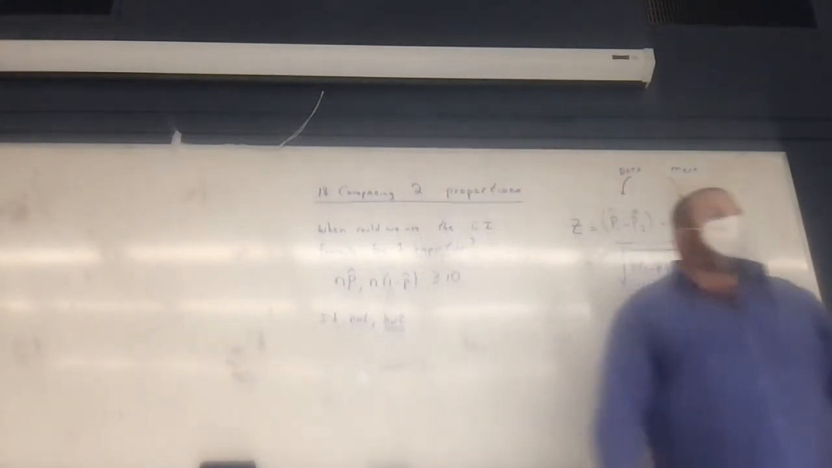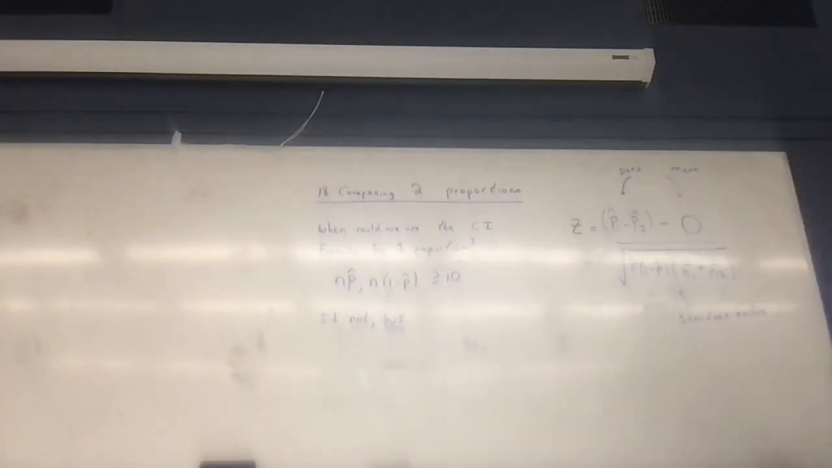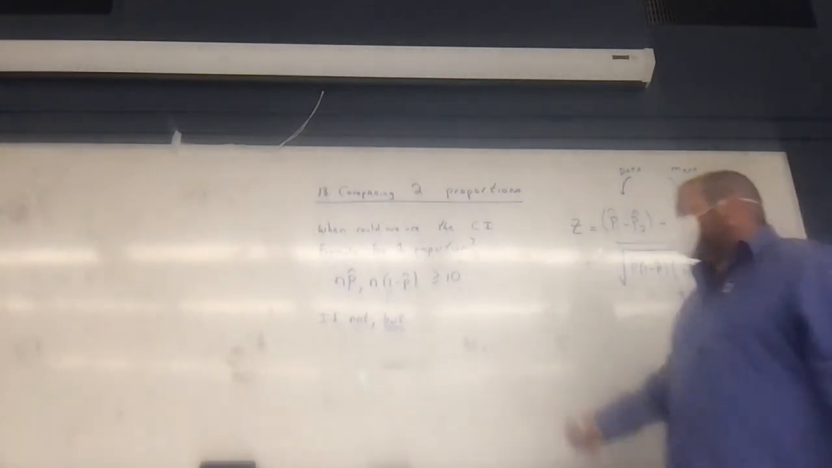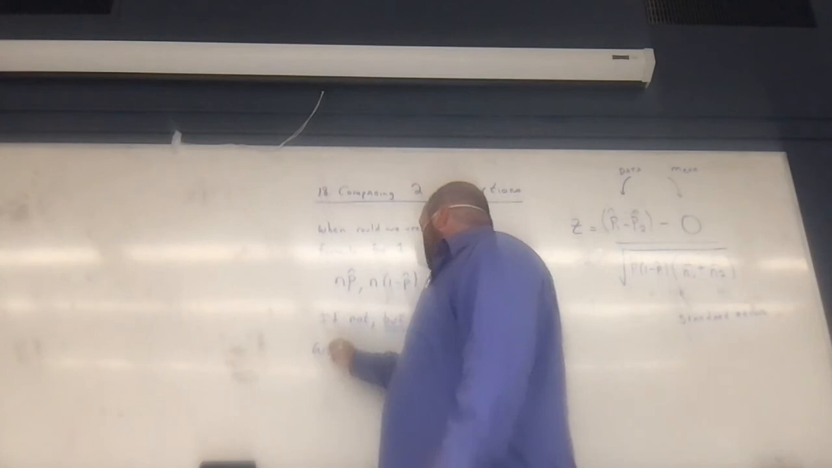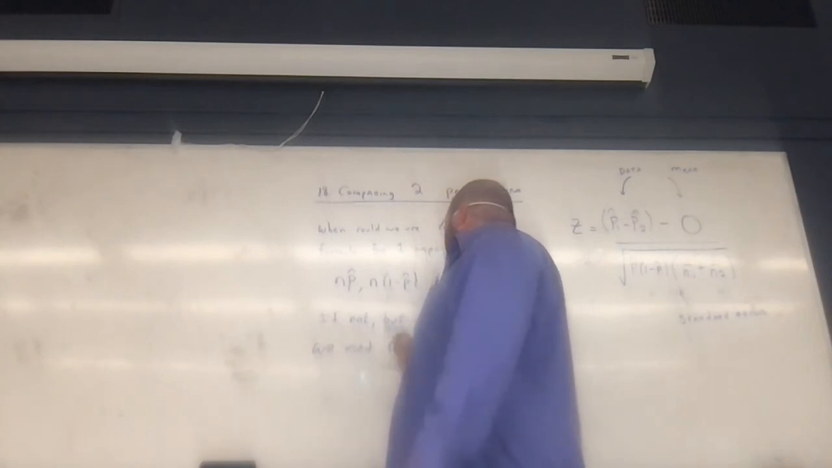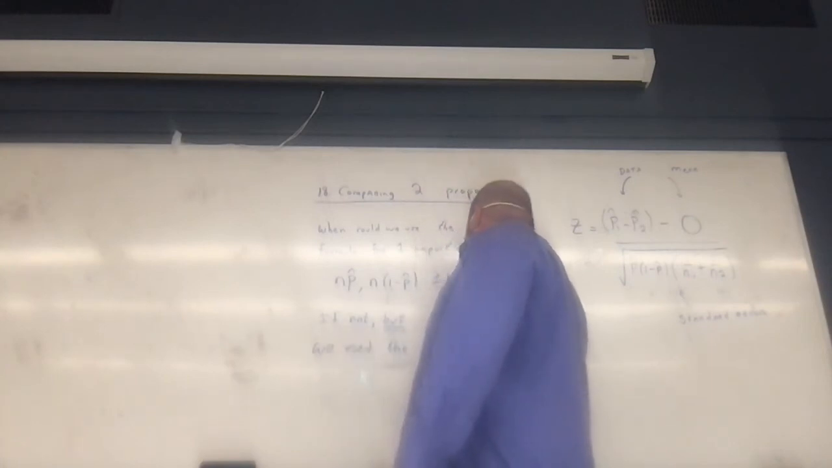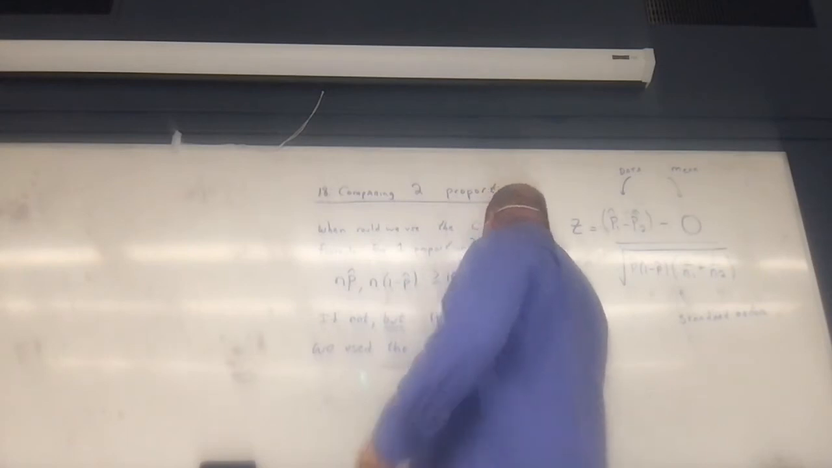What was the condition? Look back. What was the condition that had to be met? N had to be greater than or equal to 10. Then we used the +4 confidence interval.